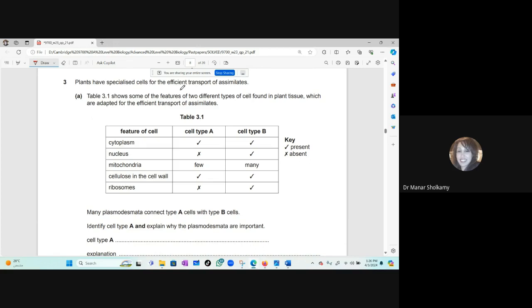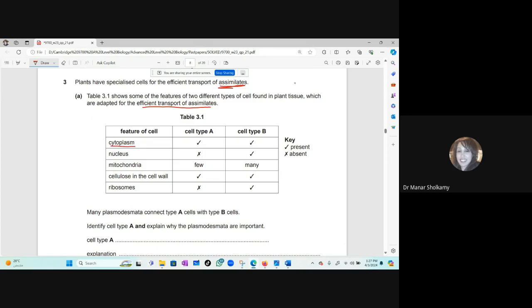Okay. Now, question 3. Plants have specialized cells for the efficient transport of assimilates. Assimilates, what are they? Sucrose and amino acids. Correct. And who will transport the glucose and the amino acids? Xylem or phloem? Phloem. Very good. Table 3.1 shows some of the features of 2 different types of cell found in plant tissue, which are adapted for the efficient transport of assimilates.